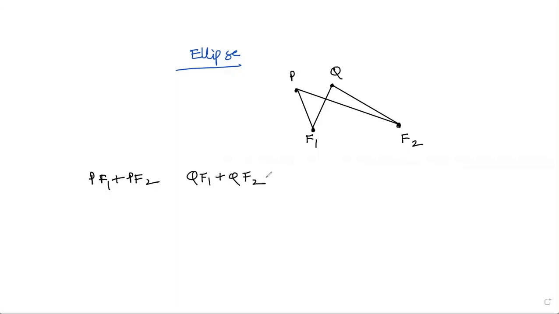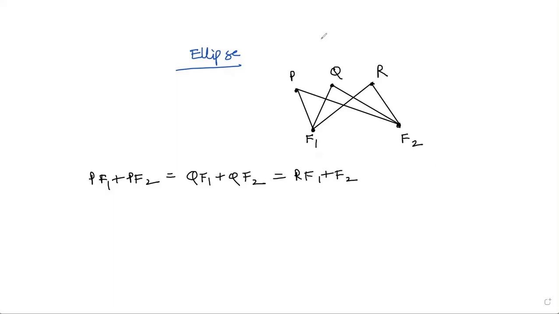Now, if the sum of the distances of the point P from these two points is the same as the sum of the distances of the second point Q from these 2 points, and if we keep on taking such points which satisfy the same sum of distances, then if I take another point and the sum of its distances from the two fixed points is also the same, obviously we can get more points like this.